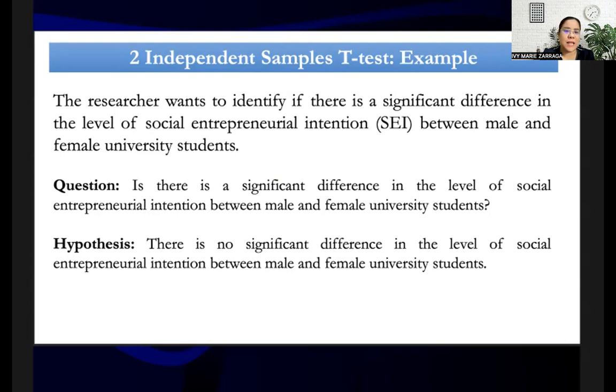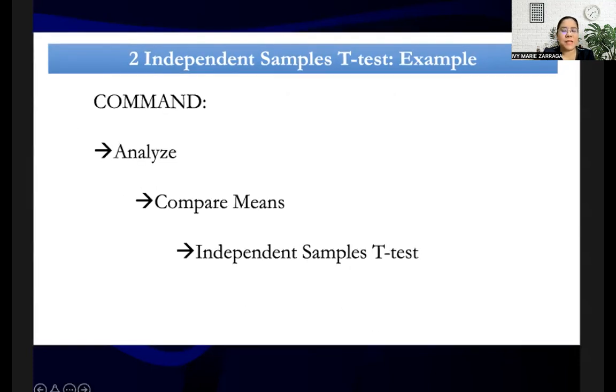So this is what we will address using the T-test. We will test the hypothesis if there's really a significant or no significant difference in the level of social entrepreneurial intention between male and female. May pagkakaiba ba or wala bang pagkakaiba? So sasagutin natin yan using the T-test. These are the commands that you have to perform using SPSS. First, click Analyze, then Compare Means, and Independent Samples T-test.